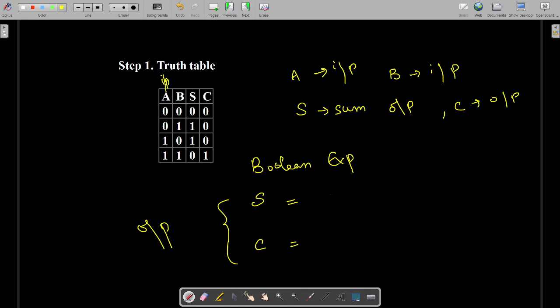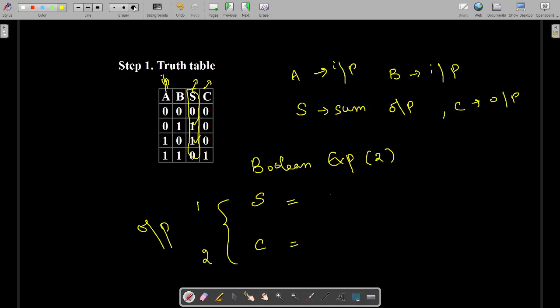We have two outputs here. This is one output, so we will be having output number 1 here. This is output number 2. So you will be getting two Boolean expressions. How would you write it? If you check this particular column of sum, here you get two ones.